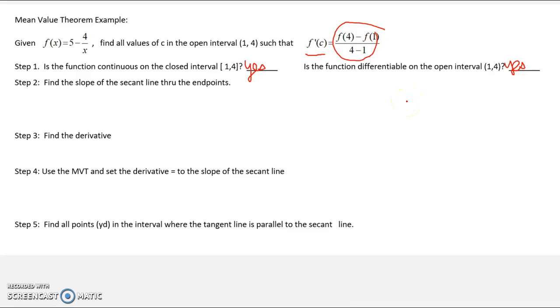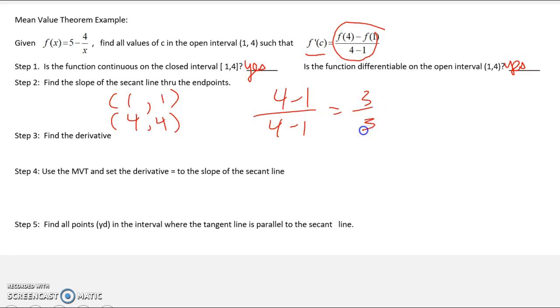So let's find the slope of the secant through the endpoints. You can do it in function notation, like the book probably shows you, or WebAssign will show you, or just keep it simple. The x values are 1 and 4. Plug 1 into the original function and get a y coordinate of 1. Plug 4 in and get a y coordinate of 4. So y2 minus y1 over x2 minus x1. We get 3 over 3, or the slope of the secant is 1.